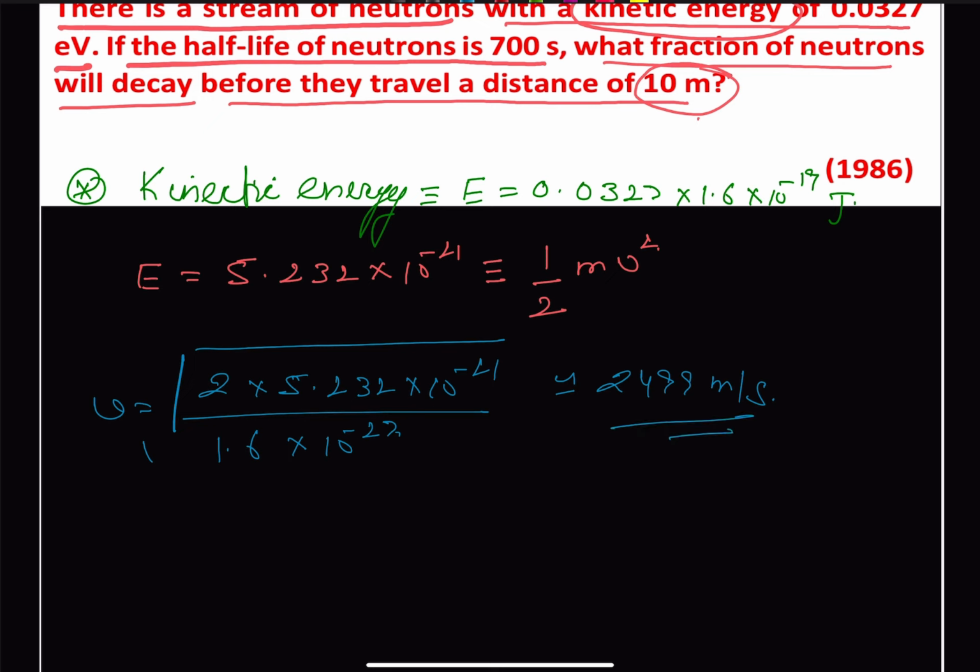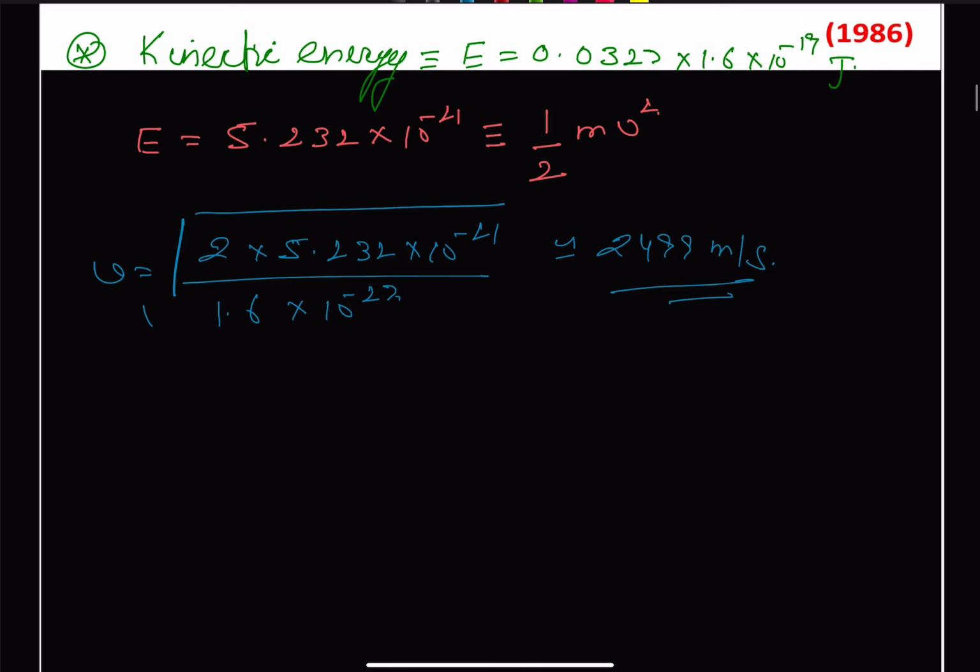and we are going to find out time. So distance is already given to us, so from here we can find out time, and we can say time to travel 10 meter, if given as t, then this t will be equal to 10 divided by our velocity v. So this will be about 10 divided by 2499, which is approximately equal to 0.04 seconds.